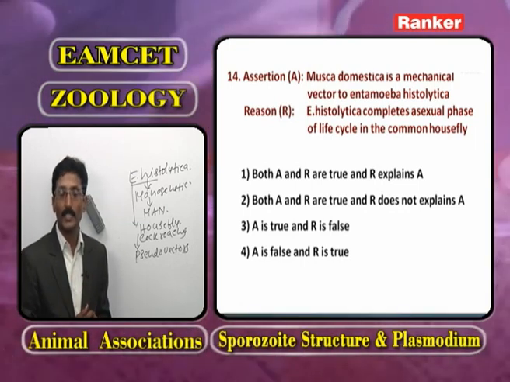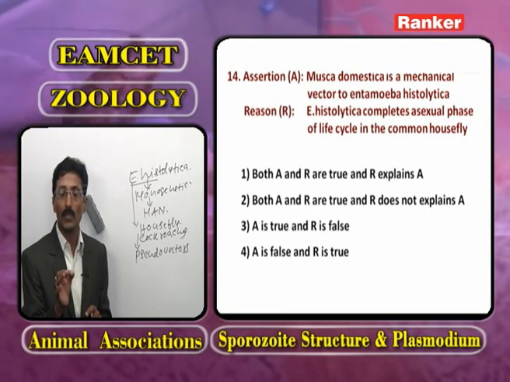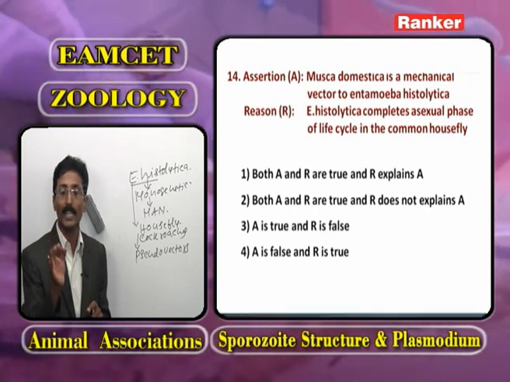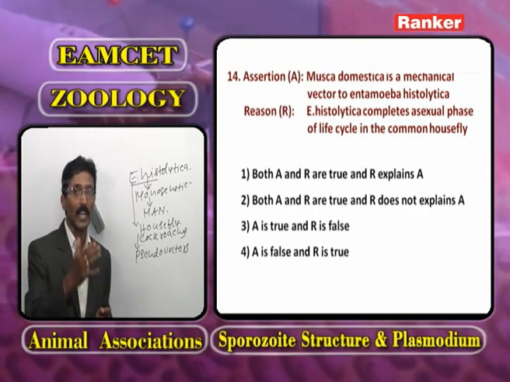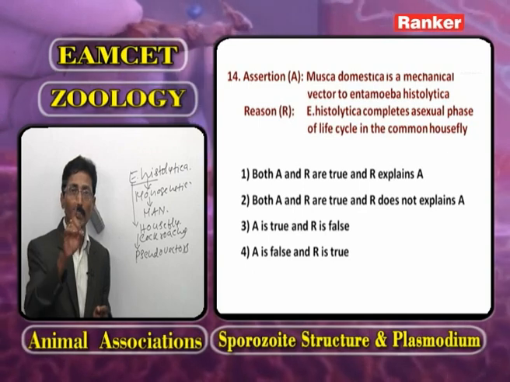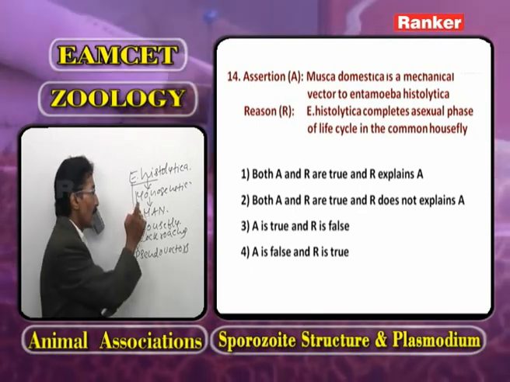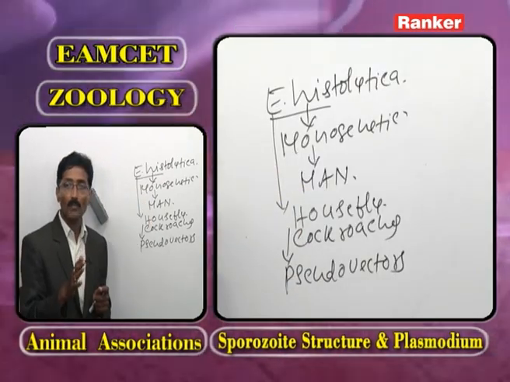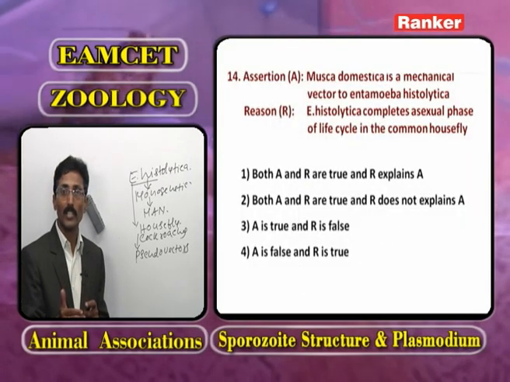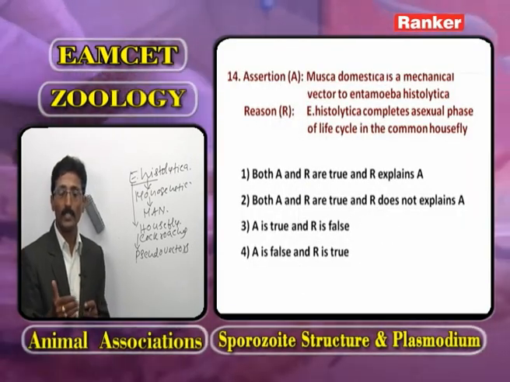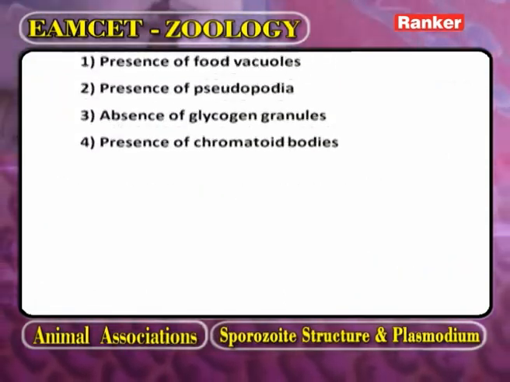Now, what is the reason? Entamoeba histolytica completes a sexual phase of life cycle in the common housefly. We should not explain a sexual cycle in Entamoeba histolytica. Always, Entamoeba histolytica completes its life history only in the body of man. Now, based on this information, what is the correct answer? Here the assertion is true and the reason is false. Now, we go for the next question.